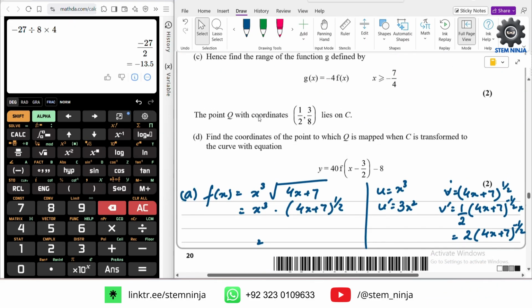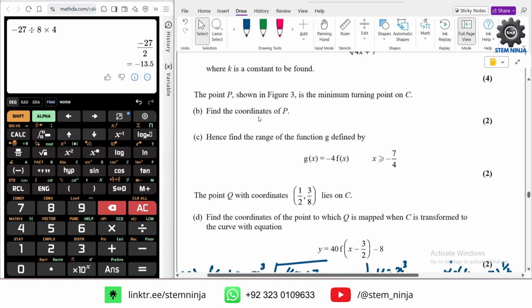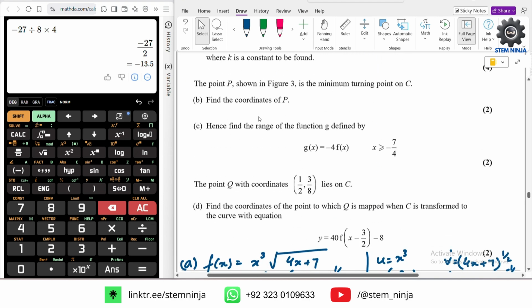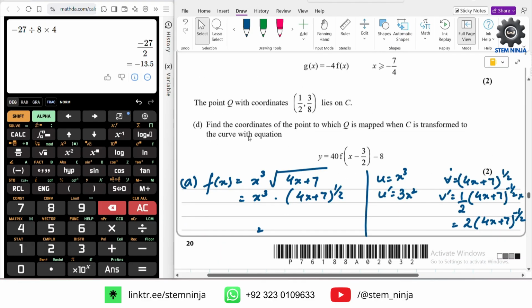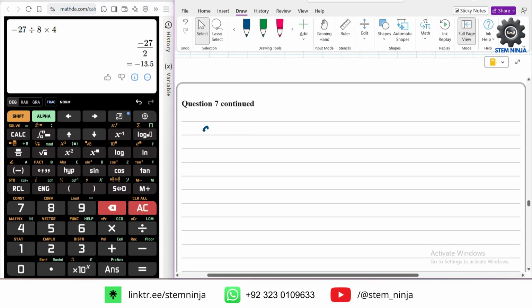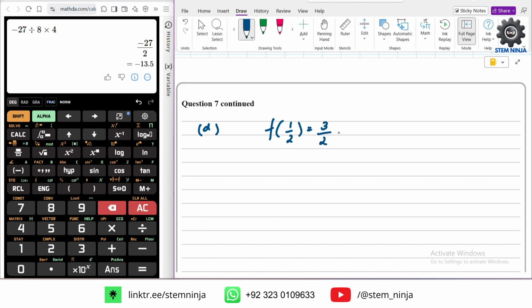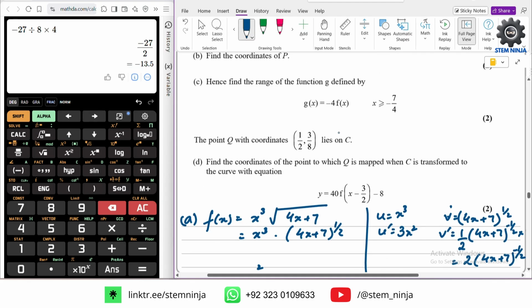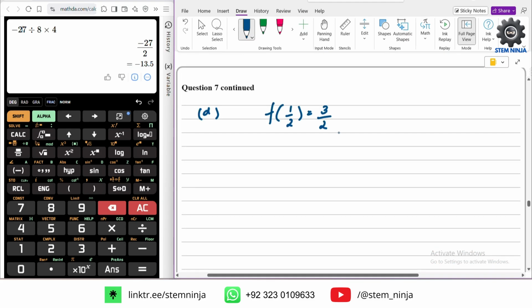The point Q with coordinates 1 over 2, 3 by 8 lies on C. Find the coordinates of the point to which Q is mapped when C is transformed with this equation. So this is straightforward actually, so not that big of a deal. So if f of 1 over 2 is 3 over 8, yeah, 3 over 8, sorry, 3 over 8.